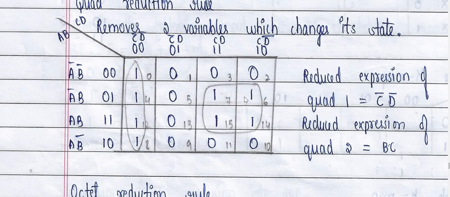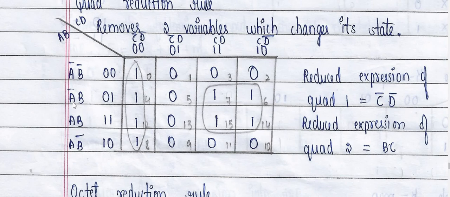Consider the left side of quad 2. What are the expressions in terms? A bar B and AB. Which is changing? Variable A, because A bar is changing to A. So, we can remove the variable A. B is not changing. So, the left side, which one will be there? B will be there and we can remove the variable A.